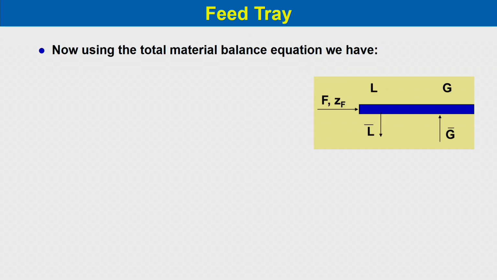Now, using the total material balance equation, F plus L plus G bar is equal to L bar plus G. From here we can write G bar minus G is equal to L bar minus L minus F.